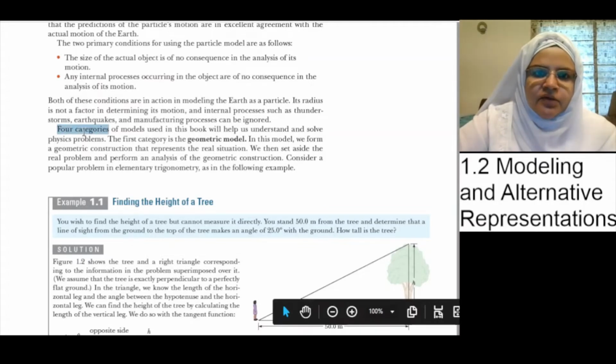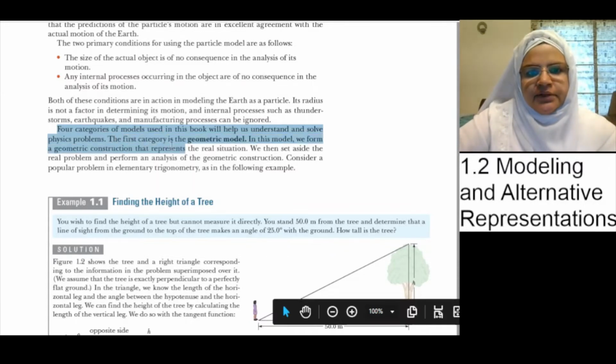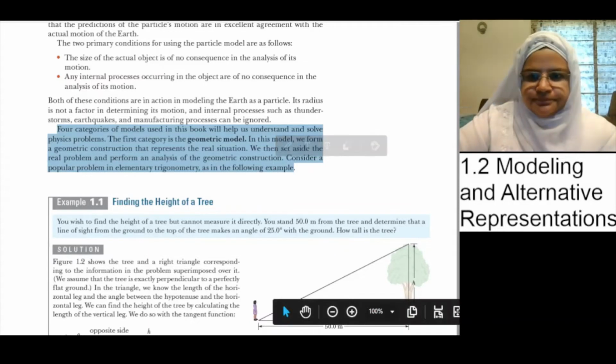Four categories of the models used in this book will help us understand and solve physics problems. The first category is the geometric model. In this model, we form a geometric construction that represents the real situation. We then set aside the real problem and perform an analysis of the geometric construction. Consider a popular problem in elementary trigonometry as in the following example.